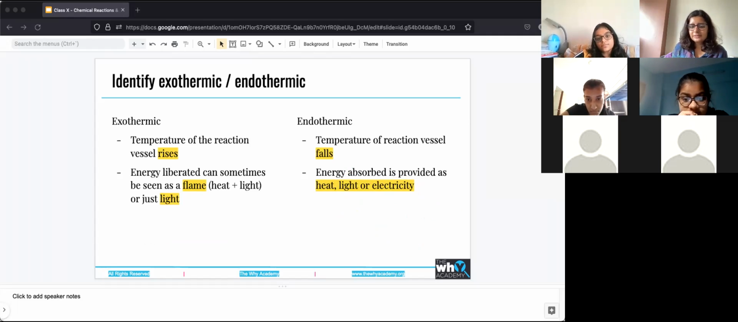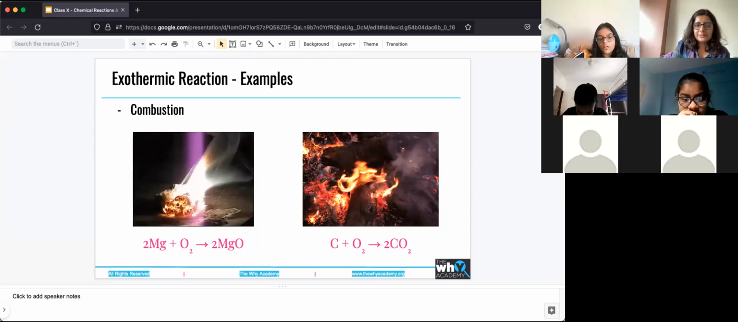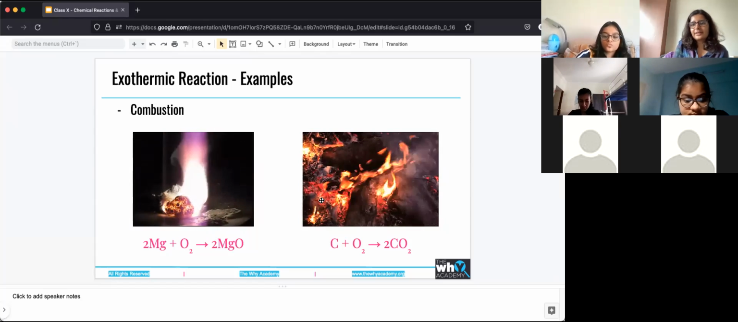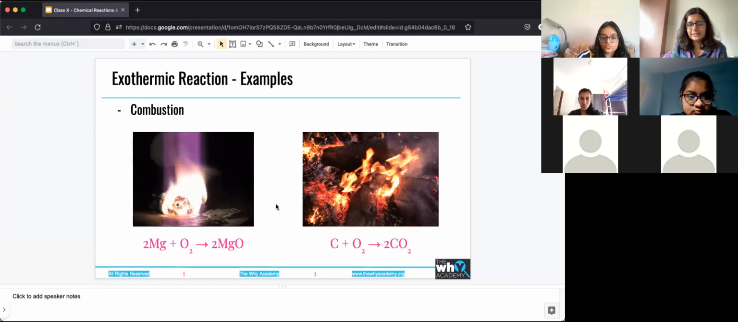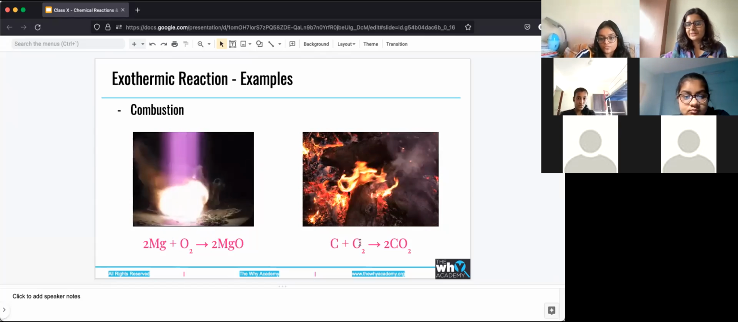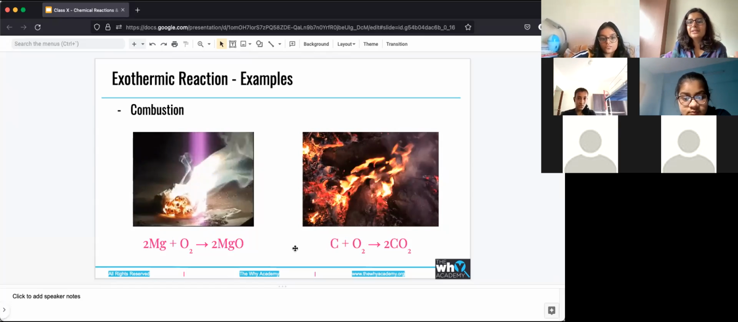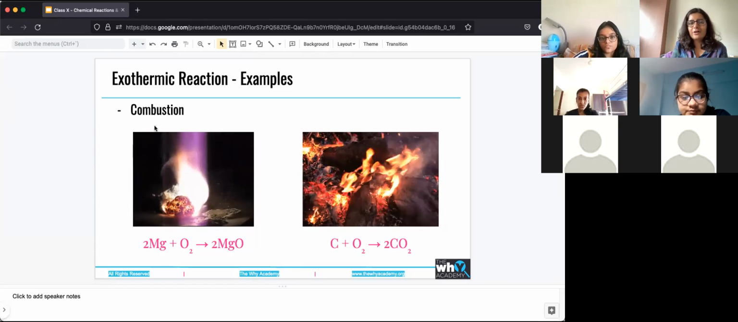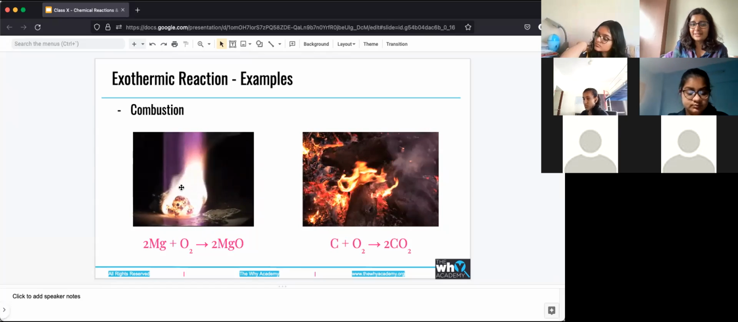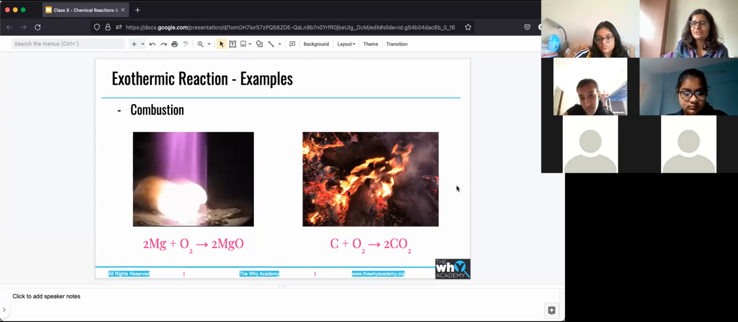Okay, these are the basics of exothermic and endothermic reactions. Then examples: combustion, any sort of burning, whether you're burning magnesium, carbon, or methane gas, all the combustion reactions are exothermic. Heat and light are all produced.